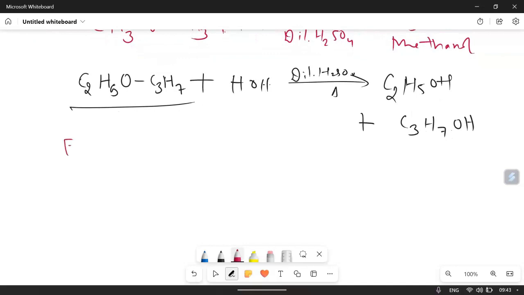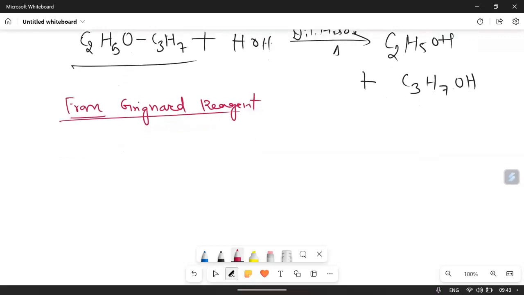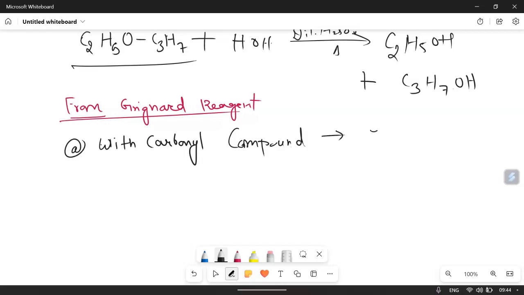Next, we are going to discuss the method of preparation from Grignard reagent. You must have heard about Grignard reagent, right? In this case, the Grignard reagent is treated with carbonyl compounds. Carbonyl compounds means aldehyde and ketone. And this method is used to prepare 1 degree, 2 degree, 3 degree alcohols.